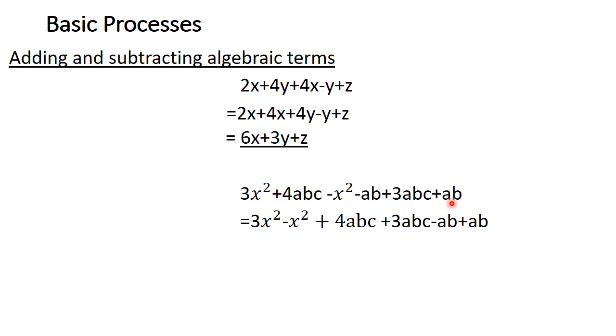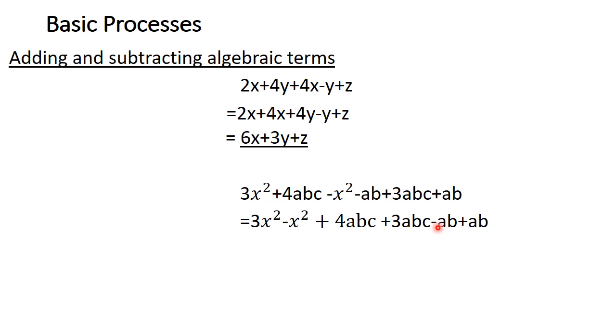So at the end of the day, we're going to have this 3x squared minus x squared plus 4abc plus 3abc minus ab plus ab. So now we can start adding and subtracting. So 3x squared minus x squared is going to give us 2x squared. Positive 4abc plus positive 3abc is going to give us positive 7abc. Negative ab plus ab is going to give us 0.